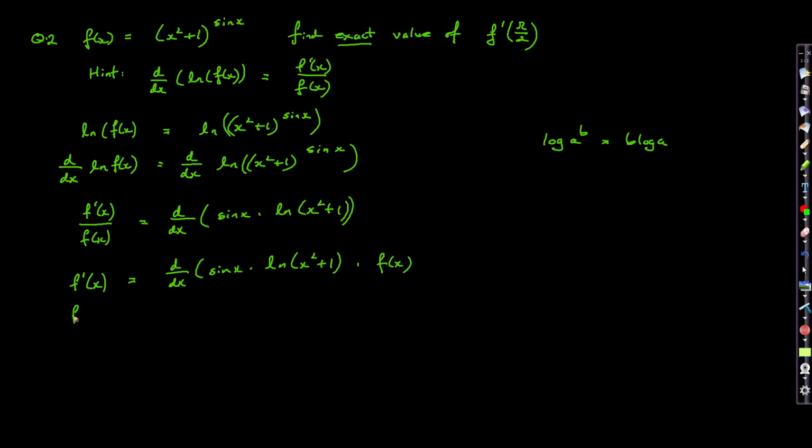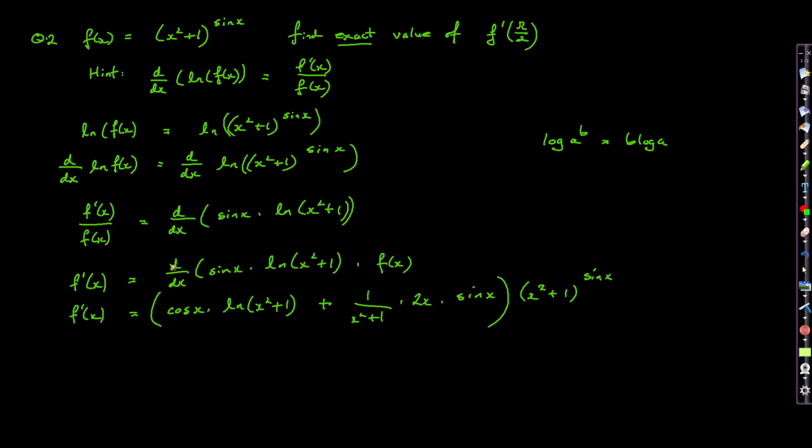I'm going to use the product rule to derive this. The derivative of sine is cosine. So we're going to have cos x times this natural log, plus the derivative of the natural log, which will be 1 over x squared plus 1 times 2x times sine x. Now, all of that is going to get multiplied by our original function here, all of that to the power of sine x.